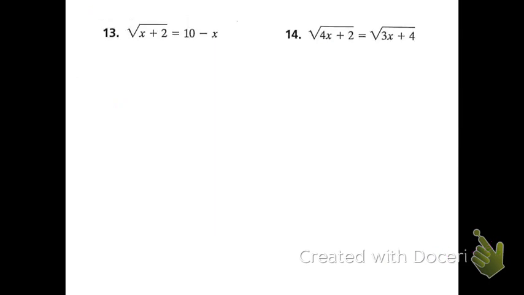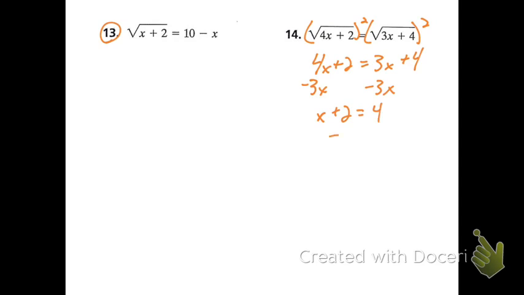All right, let's see here. I'm going to skip number 13 because we've already done that one, or some similar problems to that before. 14, you're just going to square both sides. These are the easy ones. We get 4x plus 2 is equal to 3x plus 4. We subtract 3x from each side. Get x plus 2 equals 4. Then we're going to subtract 2 from both sides. We get x equals 2.